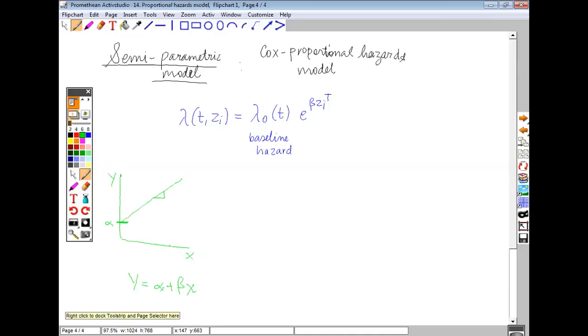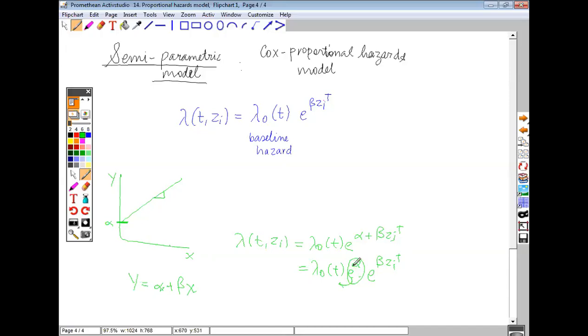So let us see if we have this here as well. Let's say my lambda t comma zi will then just be lambda 0 t e raised to alpha plus beta zi transpose. Now e raised to alpha is nothing but a constant. So what you have is lambda 0 t e raised to alpha times e raised to beta zi transpose. Generally this e raised to alpha constant gets amalgamated in lambda 0 t, and it will get cancelled off if you are comparing two groups.